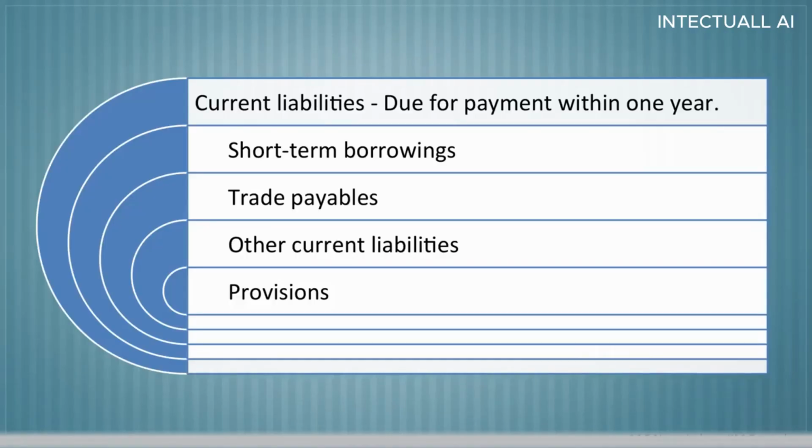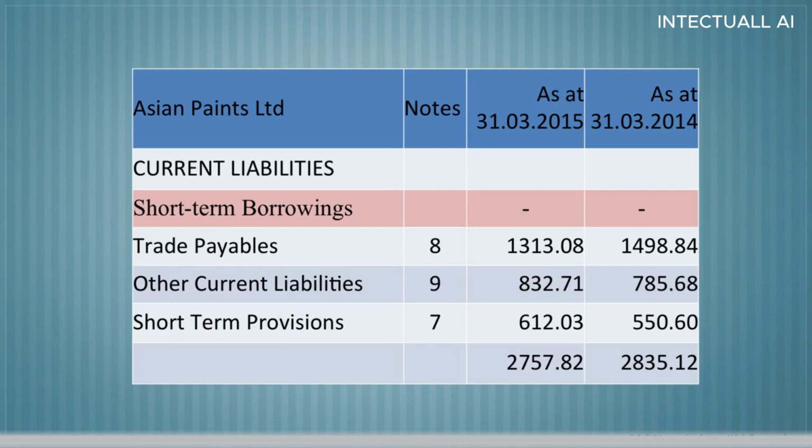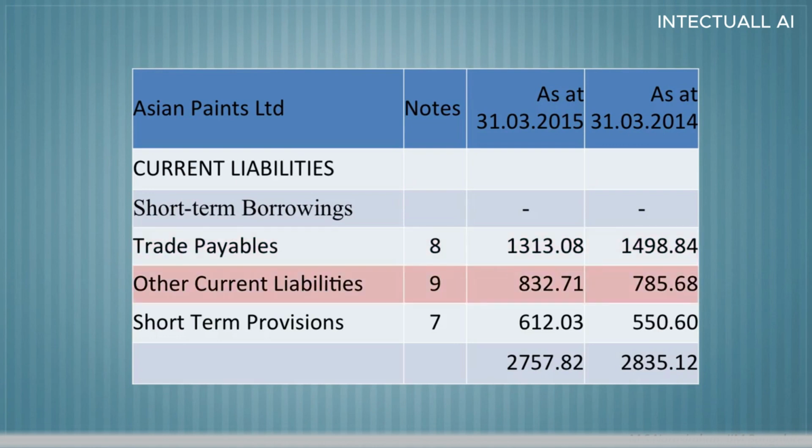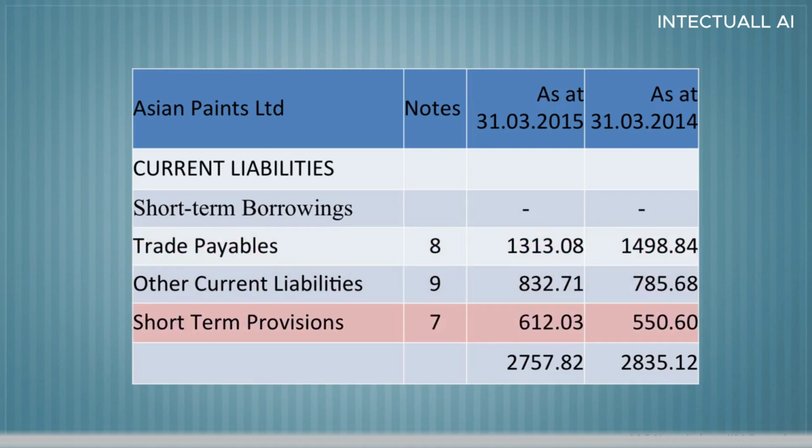The next group of items are current liabilities, which are payable within 1 year. It has 4 items in the Asian Paints balance sheet. The first one is short-term borrowing. It is easy to understand. The second one is trade payables. It is the amount payable to suppliers of goods and services. The other current liabilities and provisions are similar to the earlier ones. The only difference is they are payable within 1 year. For example, provision includes provision for payment of taxes.